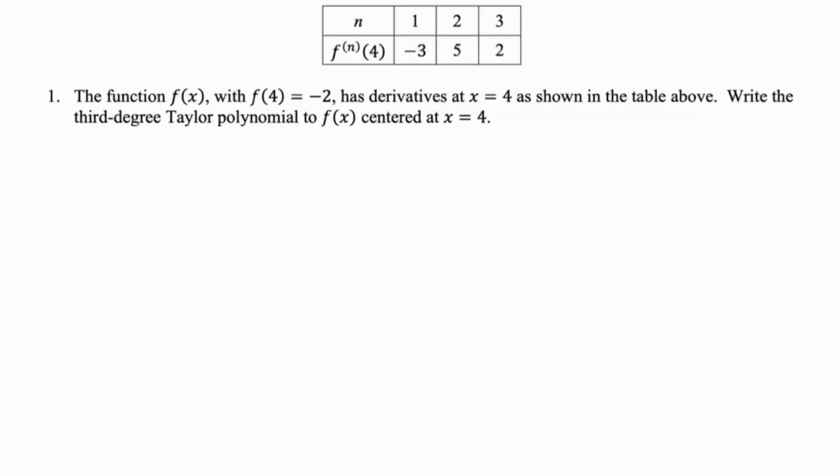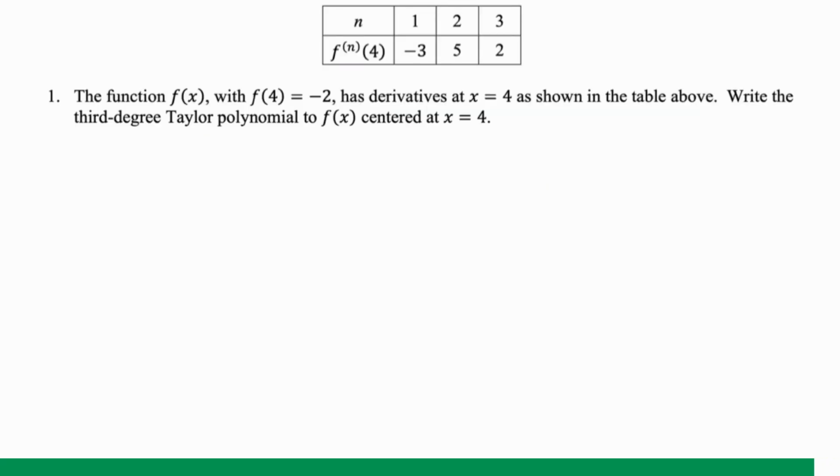Let's take a look. Number 1, the function f of x with f of 4 is -2 has derivatives at x equals 4 shown in the table above. Write the third degree Taylor polynomial to f of x centered at x equals 4.